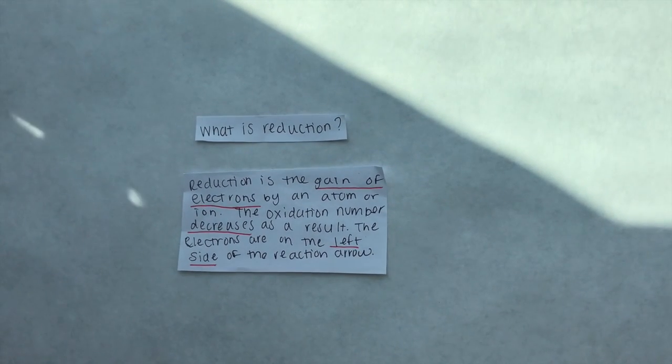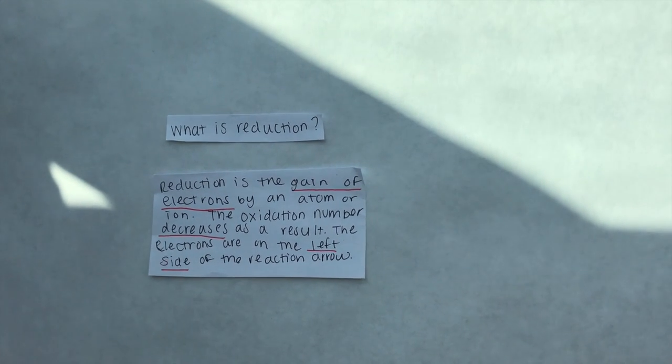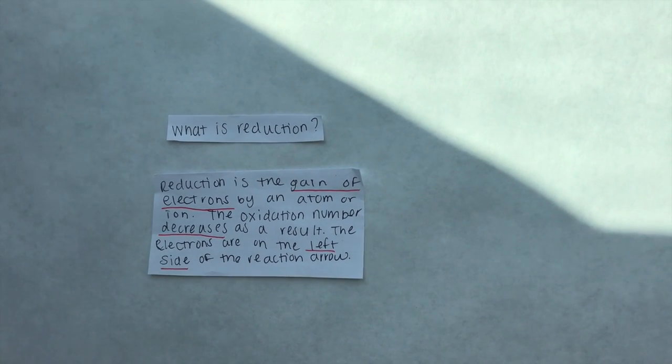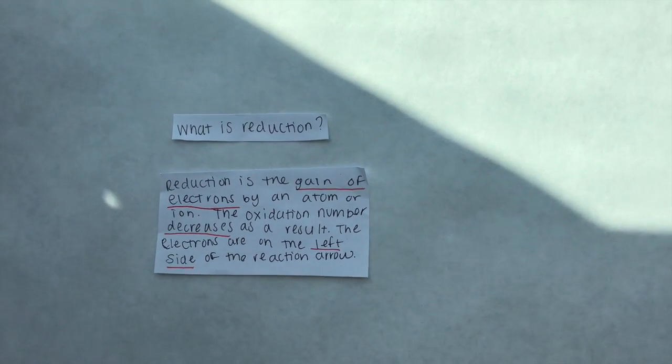Reduction is the gain of electrons by an atom or ion. The oxidation number decreases, or is reduced, as a result. In half reactions, these electrons are found on the left side of the reaction arrow.